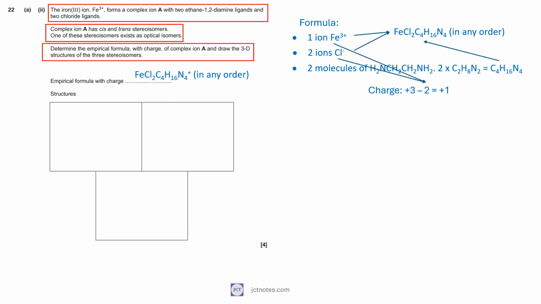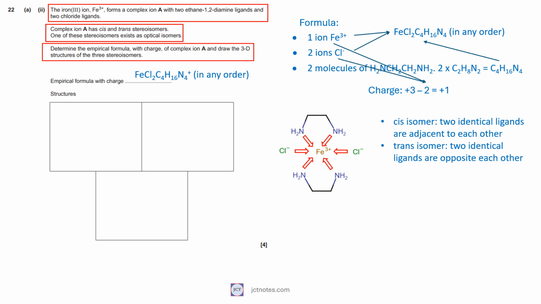The charge is 3 positive from the iron and 2 negative from both chloride ions, giving a total net charge of 1 positive. We move to the structures. The iron 3 plus is going to have a coordination number of 6: 1 for each of the 2 chloride ions and 2 for each of the 2 ethane-1,2-diamine. With coordination 6, we expect to have an octahedral shape. We also expect to have 3 isomers.